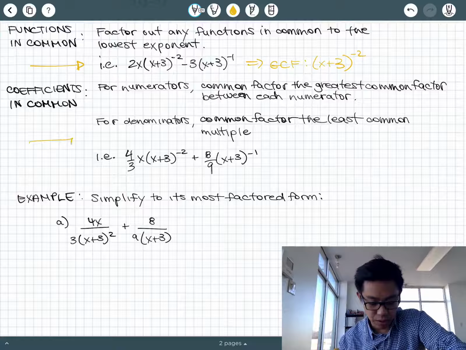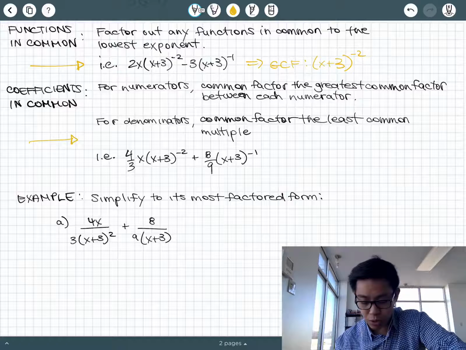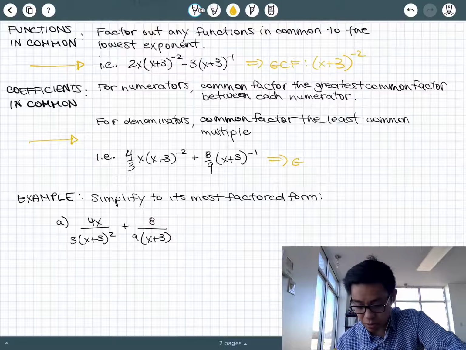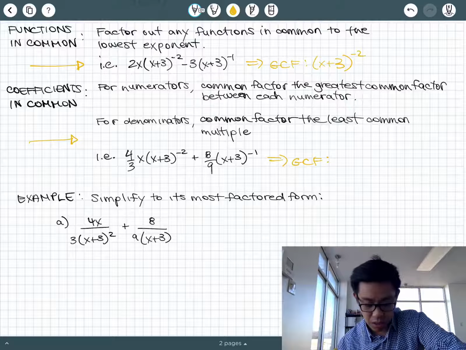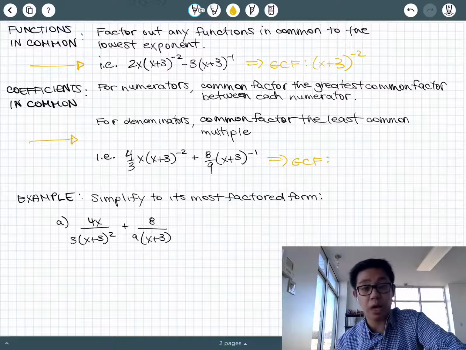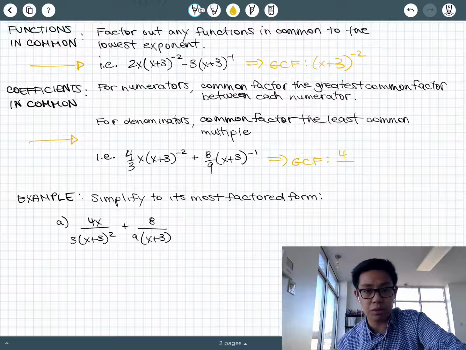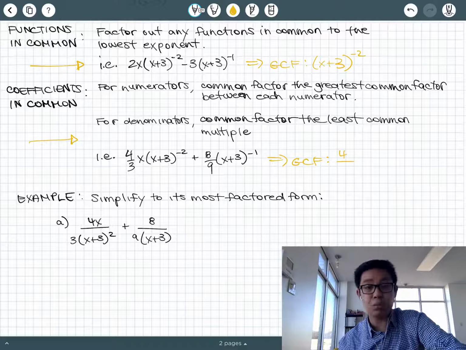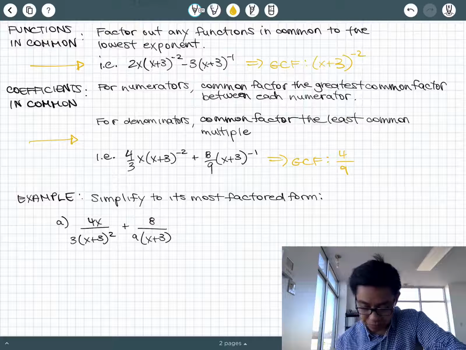For coefficients, numerators work differently than denominators. For numerators, you do what you typically do, which is to pull out whatever the greatest common factor is. So for example, on this, the numerators are 4 and 8. You should pull out a 4 because that's what's in common. But the denominators are a little bit different. For the denominators, you pull out the common denominator. So between 3 and 9, that's of course 9.